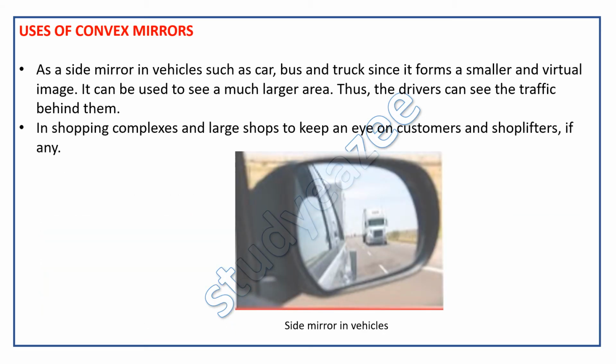Convex mirror is used as a side mirror in vehicles such as bus, car, and truck since it forms a smaller and virtual image. It can be used to see a much larger area, thus the drivers can see the traffic behind them. In shopping complexes and large shops, it is used to keep an eye on customers and shoplifters, if any.